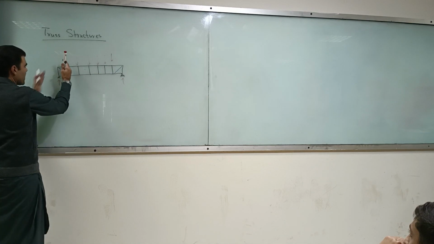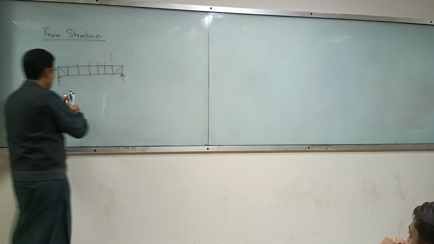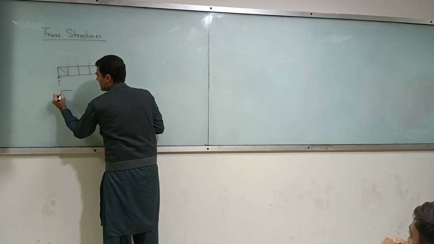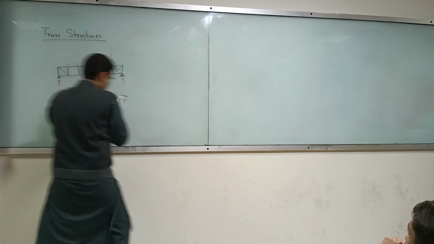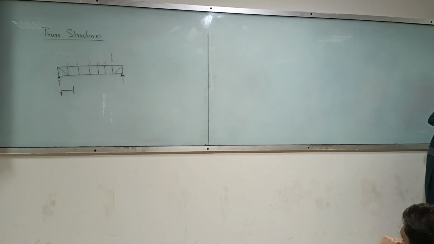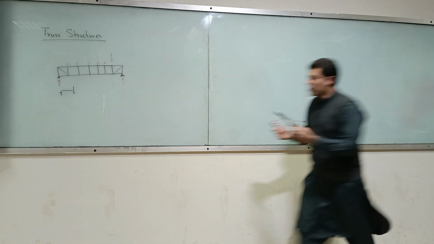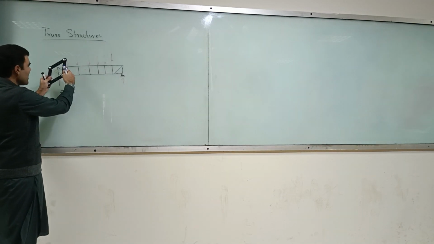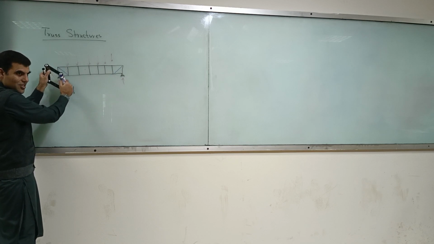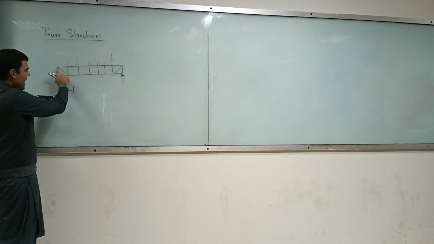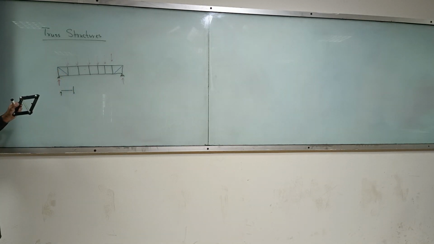Why? Because if I cut it over here, this is my reaction and I've got a force in this direction, so this is causing clockwise movement. Look, this is like this. So this force is in this direction and this is tension. So therefore I put my brace in this direction. Do you understand my point?